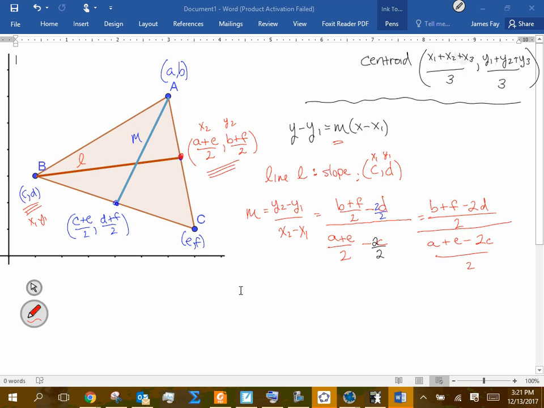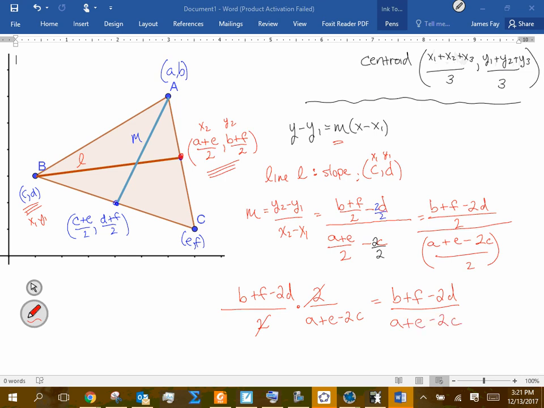Now, finding the slope here, we've got (b + f - 2d) over 2. Okay, so it's a fraction, and then we're dividing by that fraction. So we multiply by the reciprocal. That gives me 2 over (a + e - 2c). These 2's cancel out, and now I'm left with slope being equal to (b + f - 2d) all over (a + e - 2c). Okay, so that is an equation that provides me the slope of, in this case, that red line.